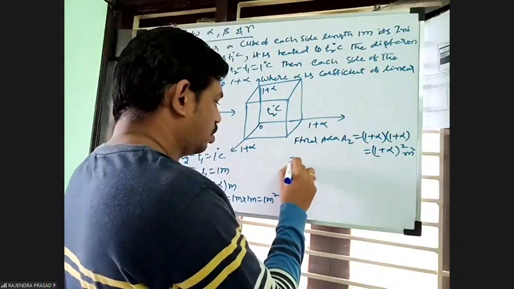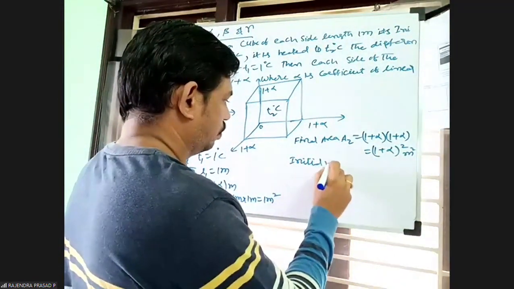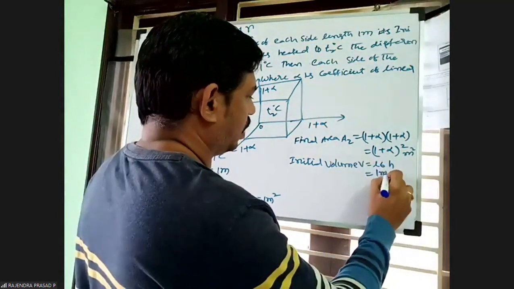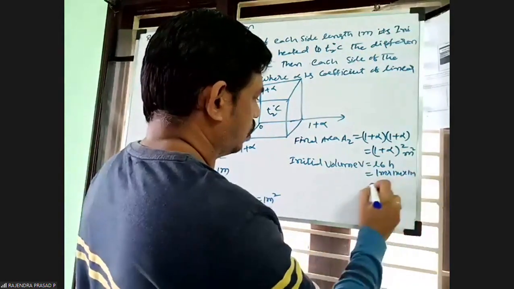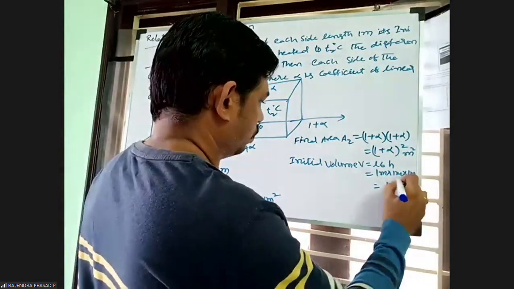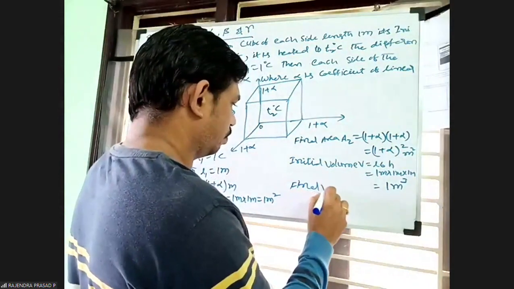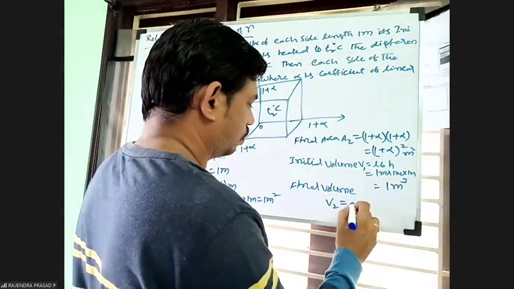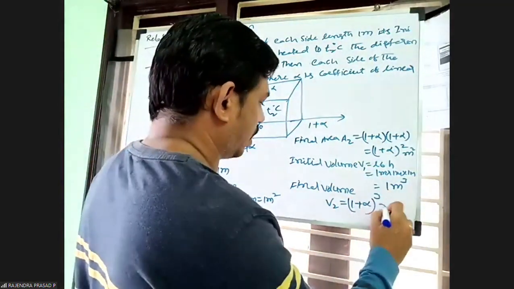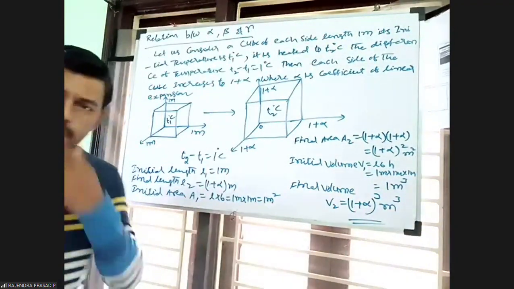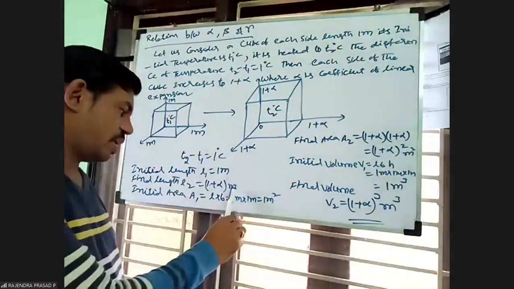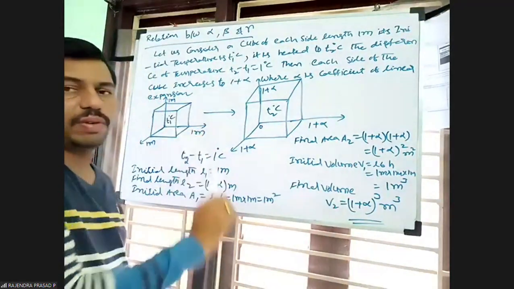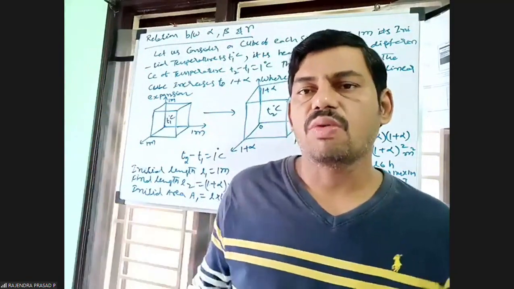Initial volume: V is equal to L B H, 1 meter into 1 meter into 1 meter, so 1 meter cube. Final volume: V2 equal to (1 plus alpha) whole cube meter cube. So initial length, final length, initial area, final area, initial volume, final volume. This is from T1 degree C to T2 degree C. Each side increases to 1 plus alpha, 1 plus alpha.